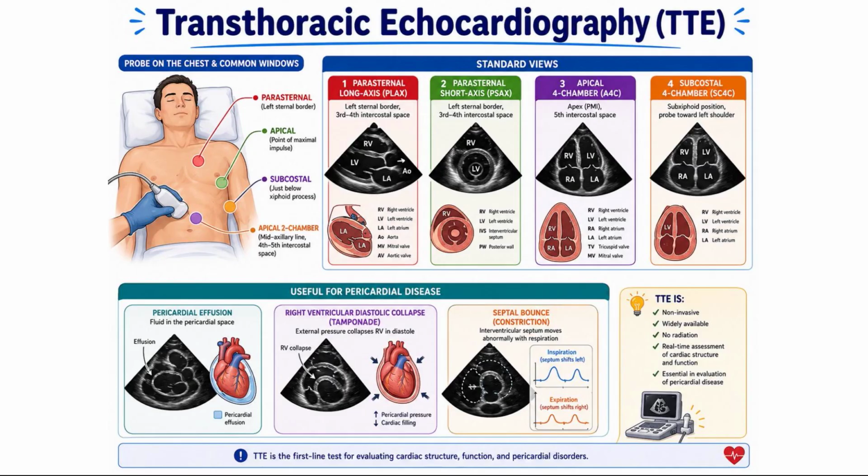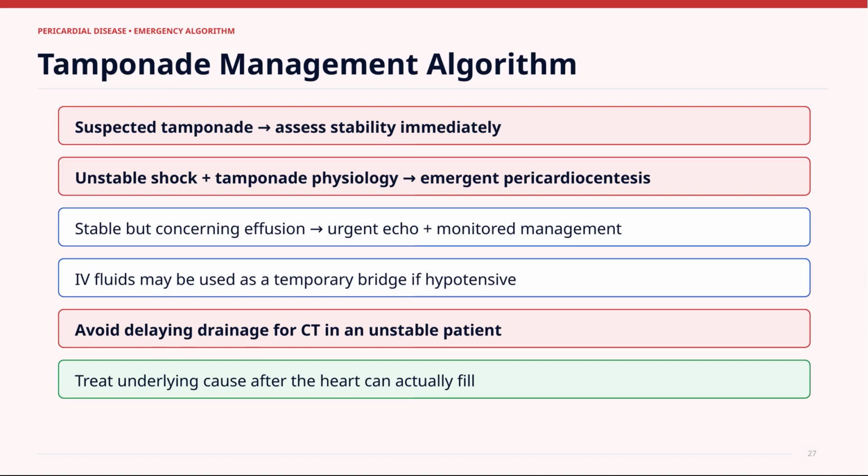Echo is your best friend here. Standard views: parasternal long axis, parasternal short axis, apical four-chamber, subcostal four-chamber. For pericardial disease specifically, you're hunting for pericardial effusion, right ventricular diastolic collapse in tamponade, and septal bounce in constriction. Why echo? It's non-invasive, widely available, no radiation, gives you real-time information, and it is genuinely the first-line test for evaluating pericardial disease.